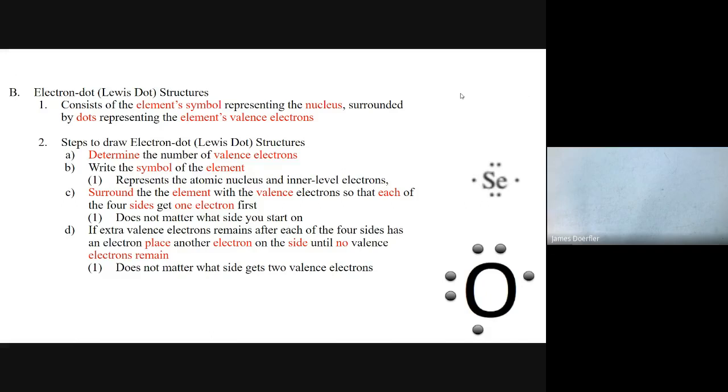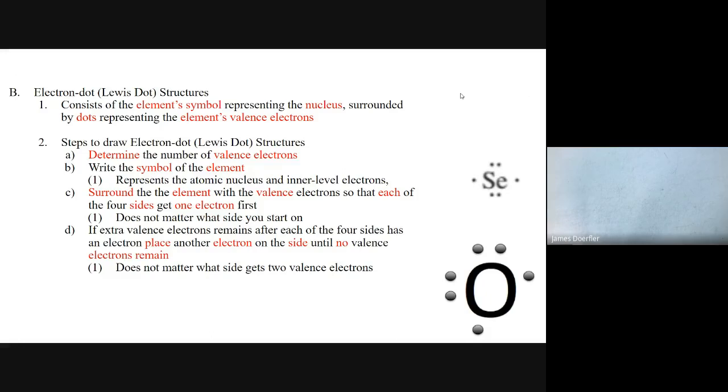What these indicate is an element's symbol surrounded by the number of valence electrons for that symbol, utilizing dots. Those dots, again, represent the valence electrons. Now, there are no set guidelines on how you do the dots, but there is a general practice.